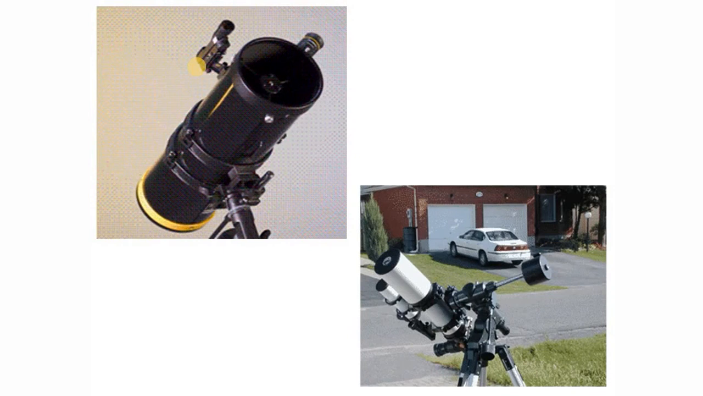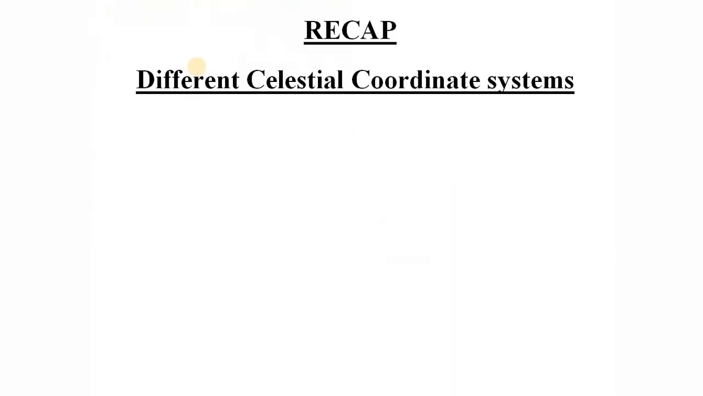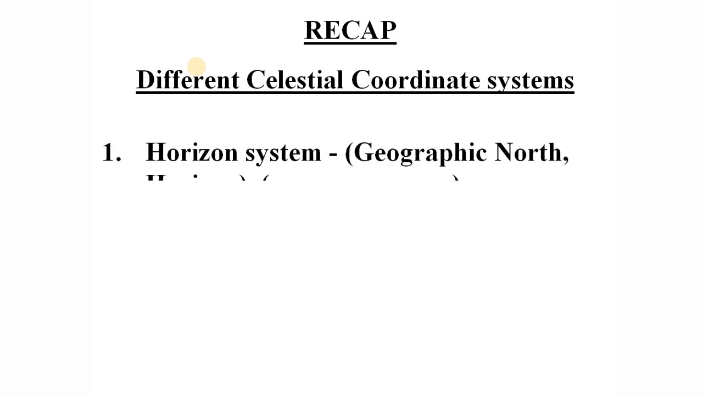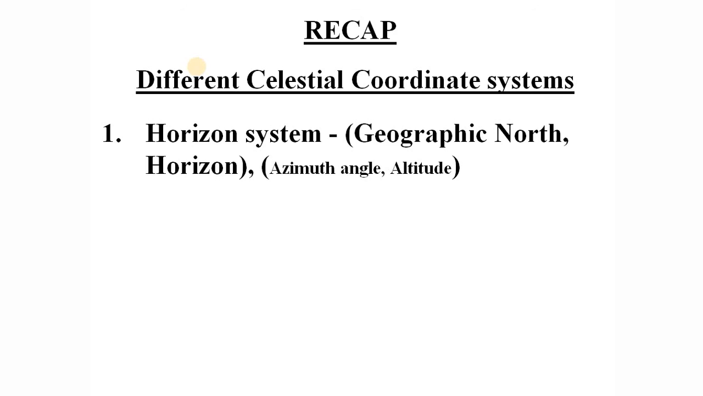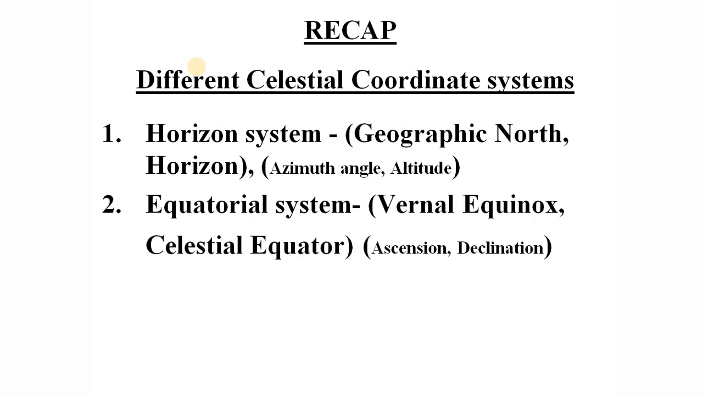Okay, so these are some of the important points. Once again, let us recap the ideas. We studied the different celestial coordinate systems. The first one was the horizon system, the oldest one, in which geographic north is taken as the origin, and the azimuth angle and altitude are the coordinates used to locate objects in space.